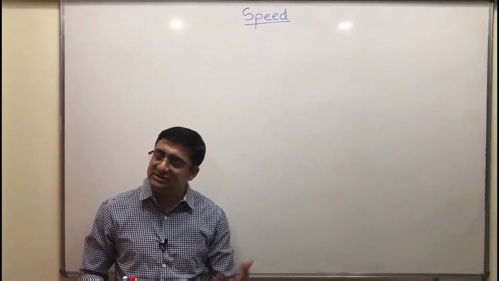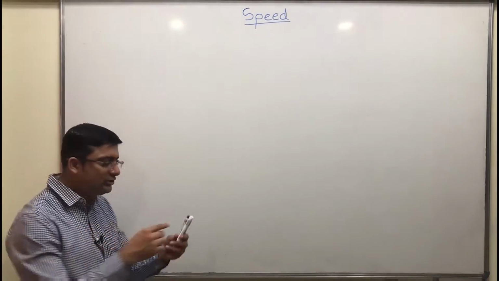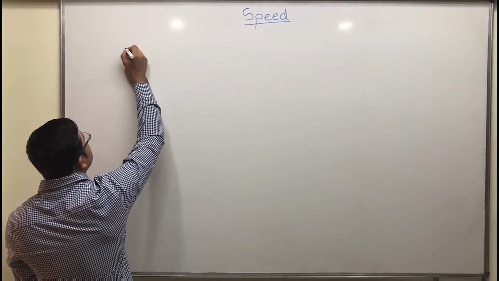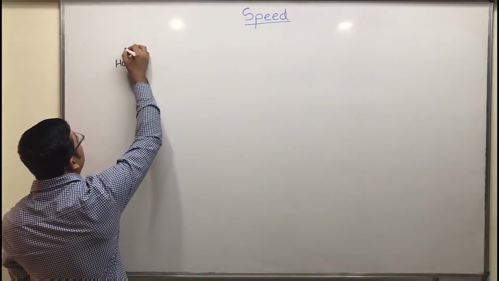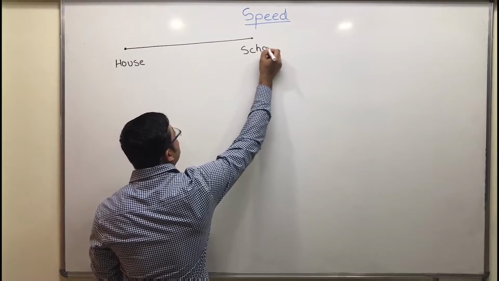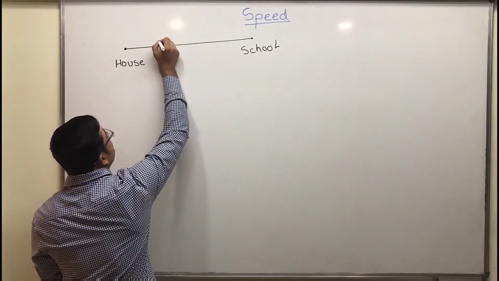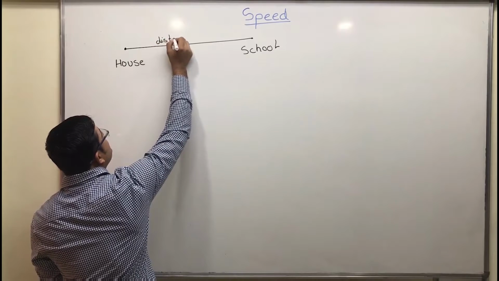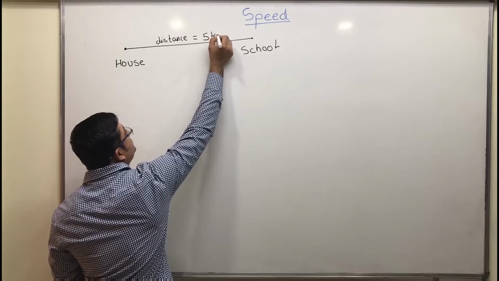So to demonstrate the concept, let me take an example. So every morning you go from your house to your school. So we'll take that example. So let's say this over here is your house. And let's say this over here is your school. So I'll assume the distance between your house and your school is 5 kilometers. So I'll write down over here, distance is equal to 5 kilometers.